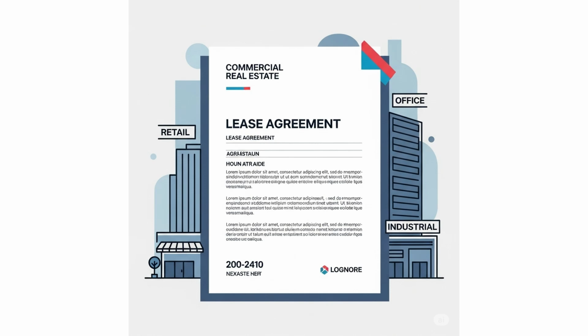Today we're diving into a fundamental aspect of commercial real estate, the lease. At its core, a commercial lease is a legal contract outlining the terms and conditions under which a tenant occupies a landlord's property. It defines who is responsible for what, from rent payments to property maintenance. What's important to understand is that not all commercial leases are created equal. They come in different structures.